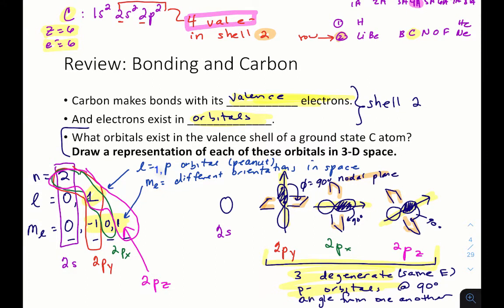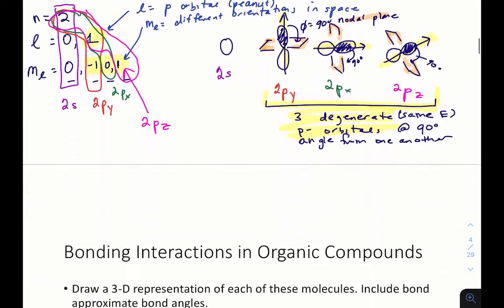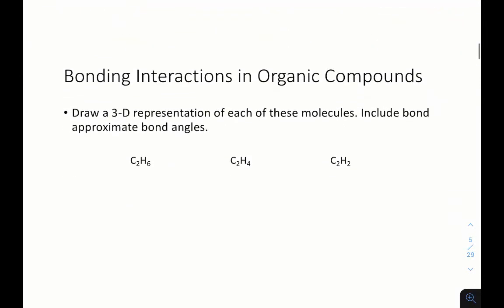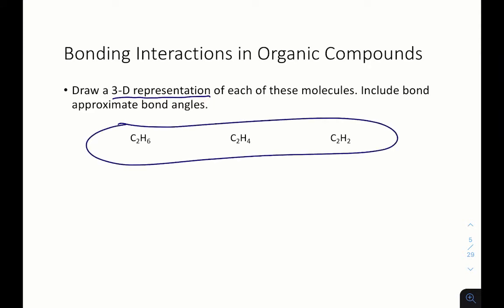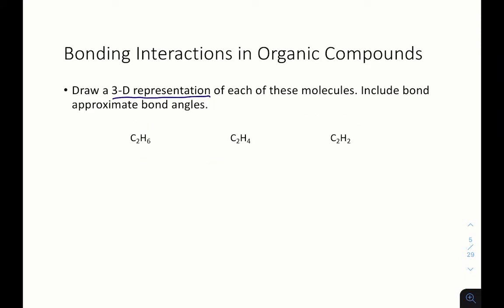We're going to revisit this picture and think about how these orbitals make the bonds that we observe carbon making. First, let's draw Lewis structures in the proper 3D orientation for each of these molecules. Please also include approximate bond angles.